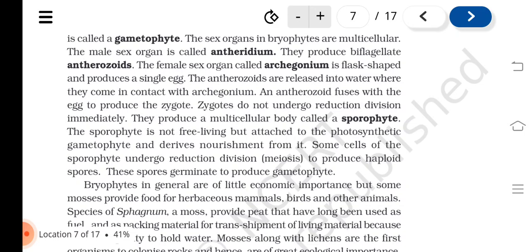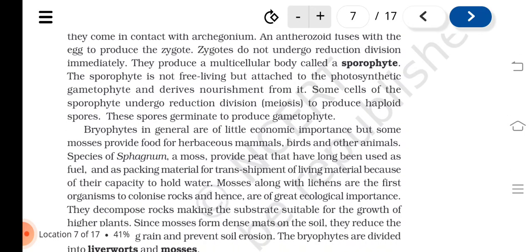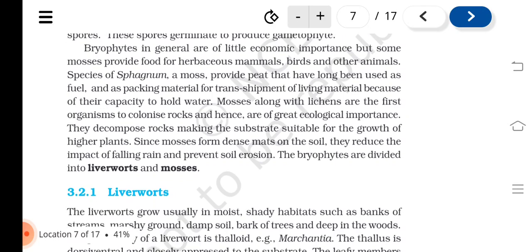An antherozoid fuses with the egg to produce the zygote. Zygotes do not undergo reduction division immediately. They produce a multicellular body called a sporophyte. The sporophyte is not free living but attached to the photosynthetic gametophyte and derives nourishment from it. Some cells of the sporophyte undergo reduction division, that is meiosis, to produce haploid spores. These spores germinate to produce gametophyte.